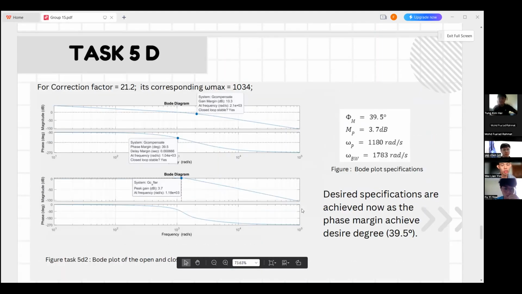And then we adjust our correction factor to become 21.2, and we find that the corresponding omega max is equal to 1034. And then we can see from the open loop plot, the phase margin achieved is 39.5, and the bandwidth also increased.